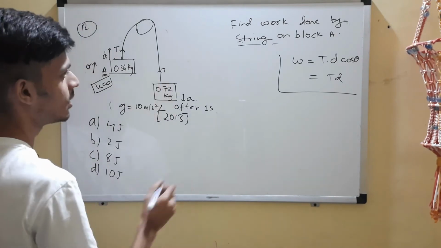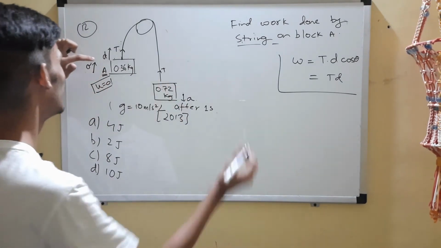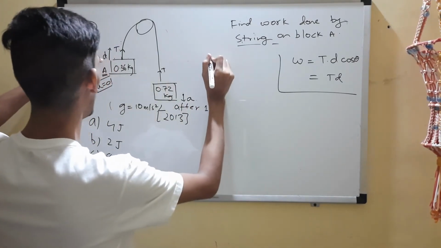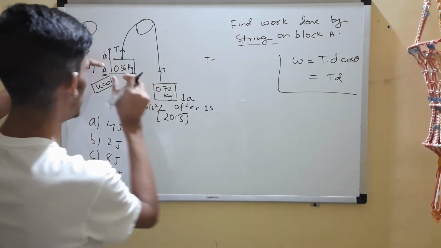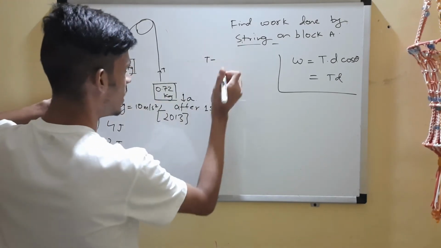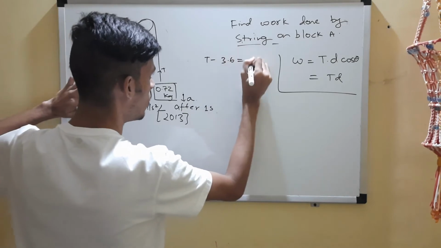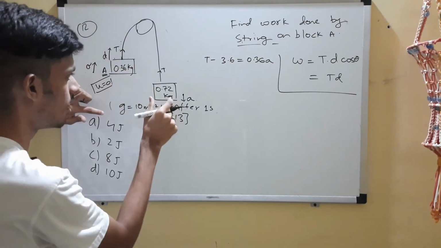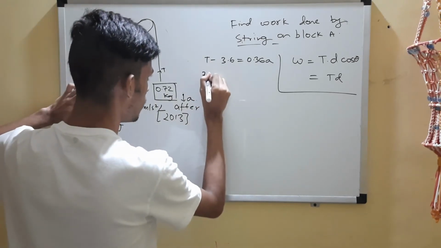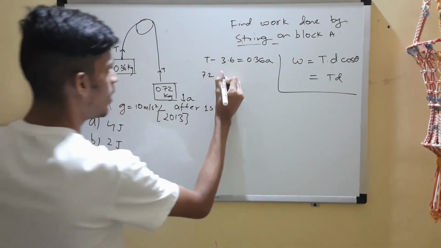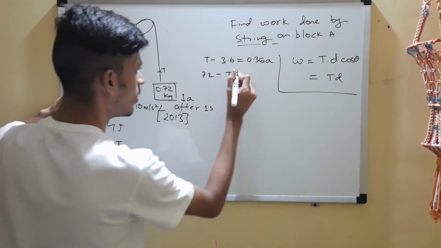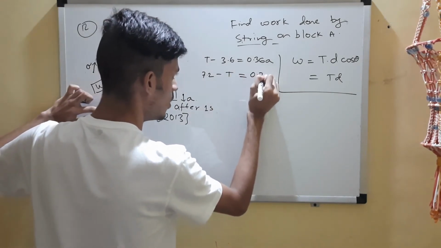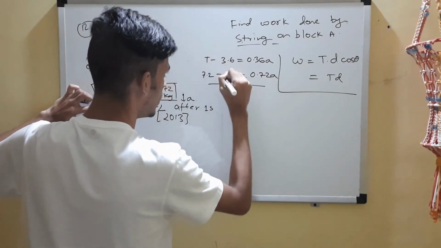So apply Newton's laws now to find tension. Applying it to block 1, T minus 0.36 into g, T minus mg basically, is equal to mass into acceleration. Net force is equal to mass into acceleration. Here we'll have 0.72 into 10 minus T, net force is equal to mass into acceleration. Okay, just add these two.